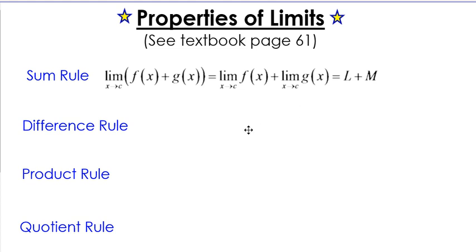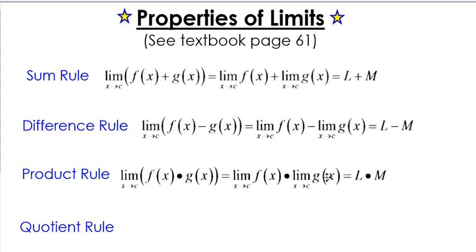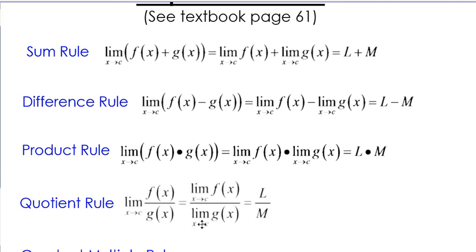The difference rule, again, we're going to subtract two limits. That means that their results will also be subtracted. So you take each one individually and then you subtract them from one another. The product rule has to deal with multiplication. You're going to find each limit individually and then multiply them by each other. The quotient rule, you're going to take both limits from the top and the bottom, and then divide them by each other.